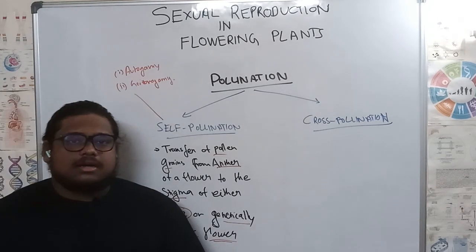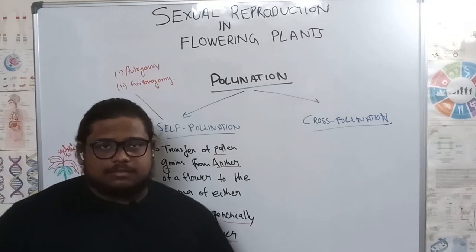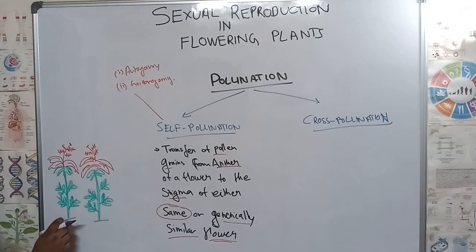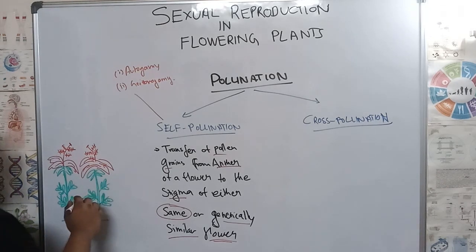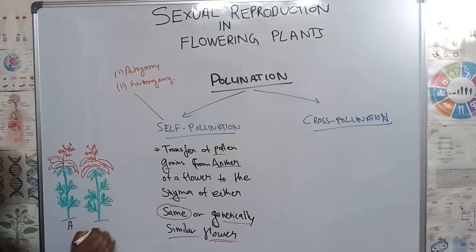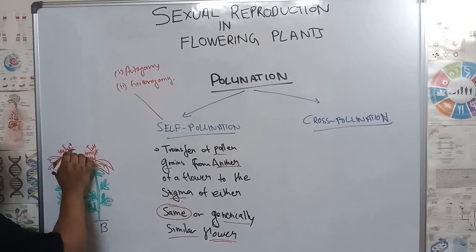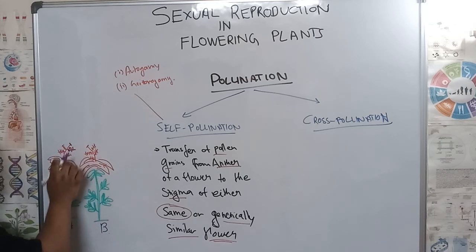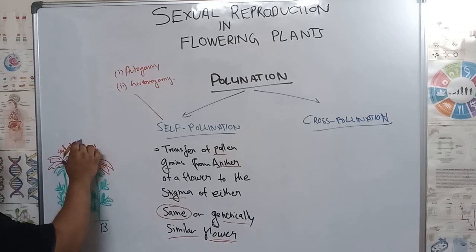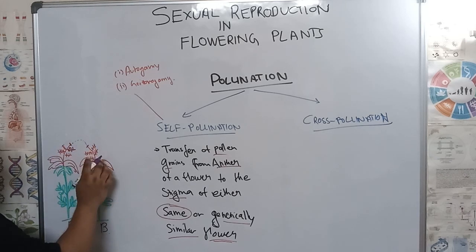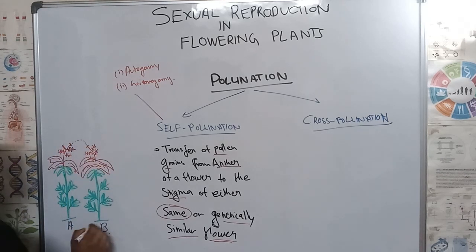अब let us understand what is cross-pollination. In cross-pollination, let us take two plants. अब इसमें होगा क्या? Nothing complex. ये plant A है and ये plant B है. From the anther, the pollen grains from the flower of A plant, it gets transferred to the stigma of another flower of a different plant. This is the plant B.